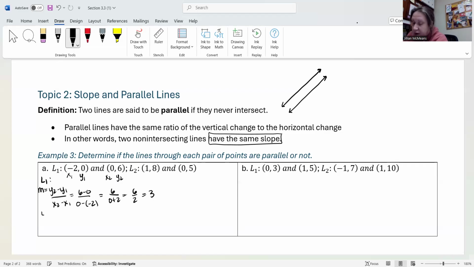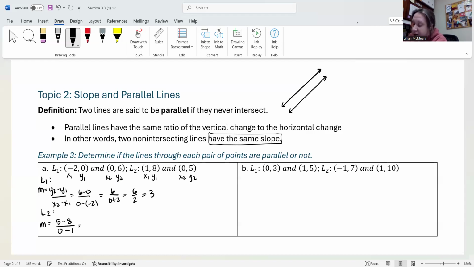Now let's look at the slope for line 2. And remember, every time you use the slope formula, if you write it down, it helps you remember it quicker. So we'll do that for now, and then eventually I'll start to skip that step. We're going to say that 1, 8 is x1, y1 for that second line, and 0, 5 is x2, y2. So when we calculate the slope, we take y2, which is 5, minus y1, which is 8. We divide that by x2, which is 0, minus x1, which is 1.